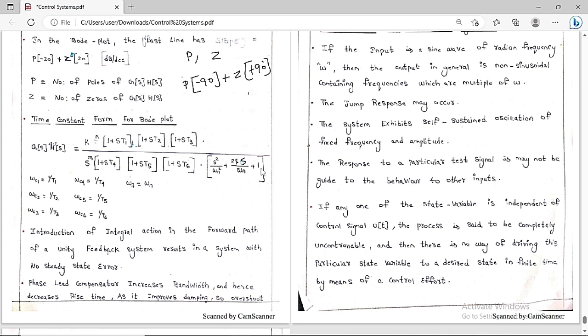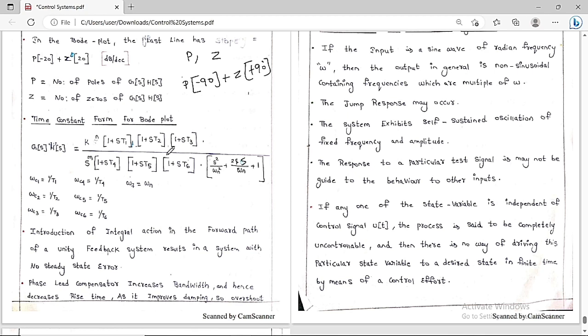So always we have to write the open loop transfer function G(s)H(s) in the time constant format for doing the analysis, either for the Bode plot, the root locus, or the Nyquist plot. Then what is the cutoff frequency? Here the cutoff frequency is 1 by T1, here 1 by T2, here 1 by T3, here 1 by T4, here 1 by T5, here 1 by T6, and here the cutoff frequency is omega n. I have already told you this. So for each and every term, figure out the corresponding cutoff frequency.